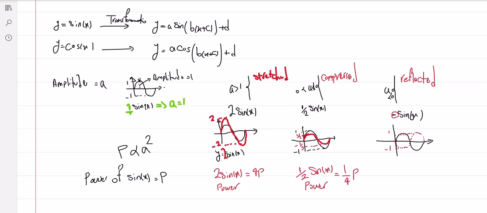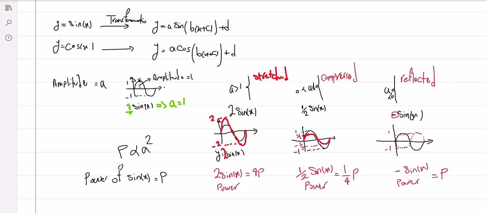Now for this one, as you guys see in here, the value of the amplitude has not been changed. The value itself is still 1, and since a is to the power of 2, negative doesn't have any effect on it. So the power is still the same. So the power of minus sine x is equal to p still.